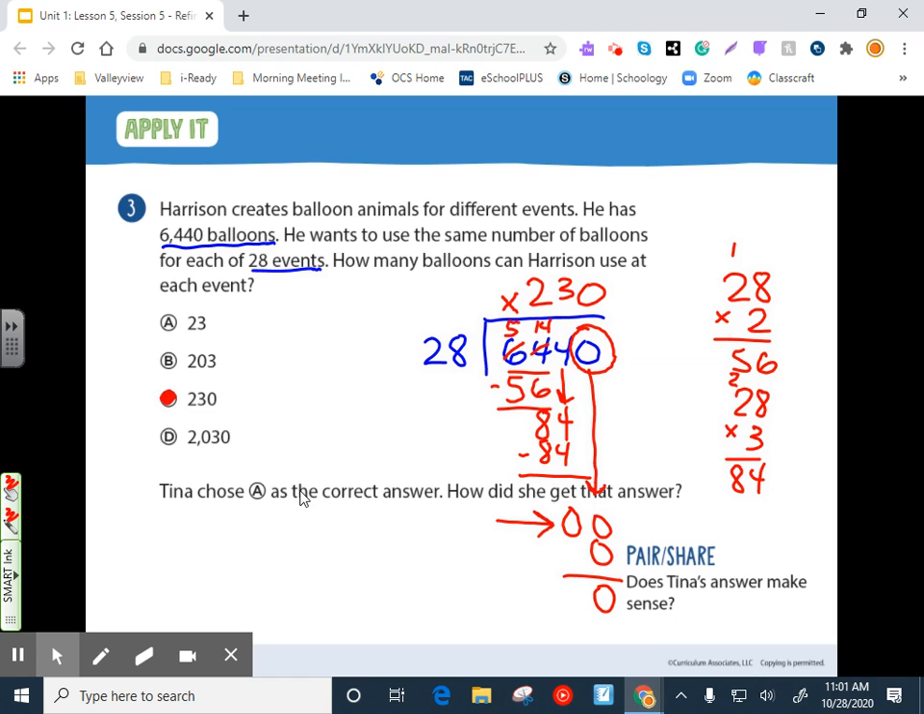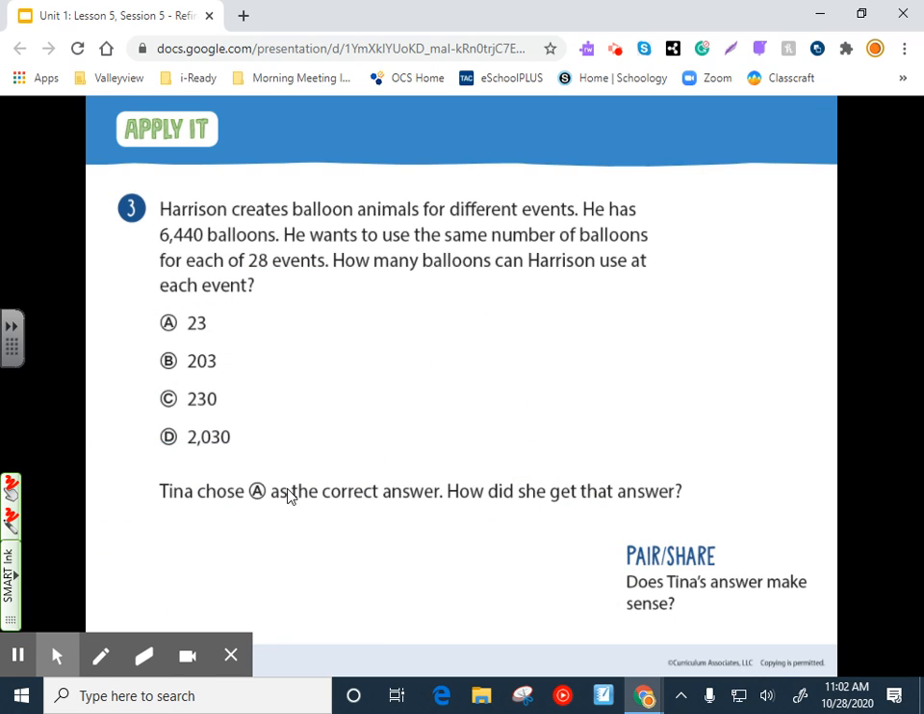So he can use 230 balloons at each event. And the reason I like this problem is they even set up a scenario where the student named Tina chose A. She chose 23 because she did not go all the way and get rid of this 0 at the end here. So that's why often students will do that. They'll miss that last 0 or that last digit if they end up with a 0 while they're calculating the problem. So watch out for that.